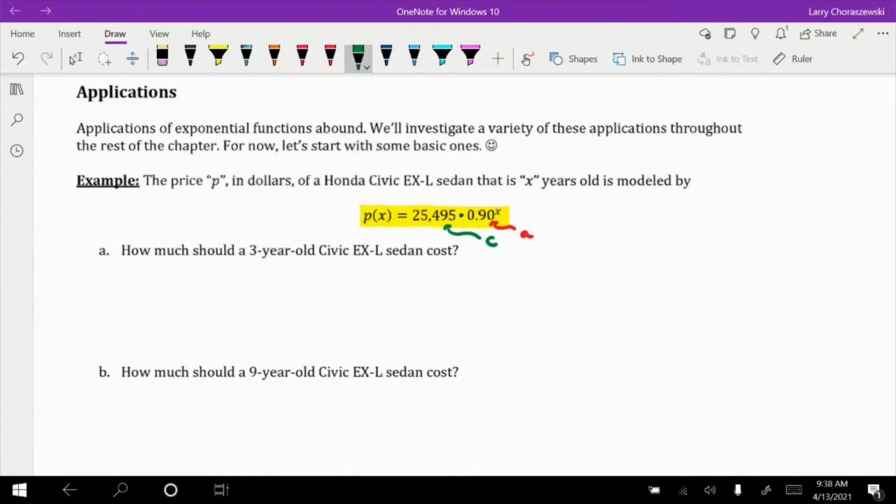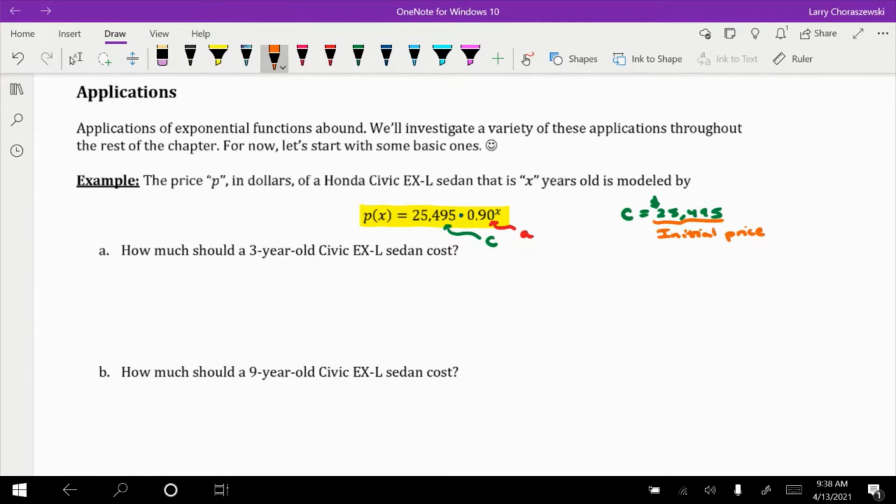Now keep in mind that C is the initial value, and in this particular function, C is 25,495. In this application setting, that would represent the initial value of the price, or stated differently, the initial price. So this is the price of the Honda Civic should no years go by. This is what the price starts out as.